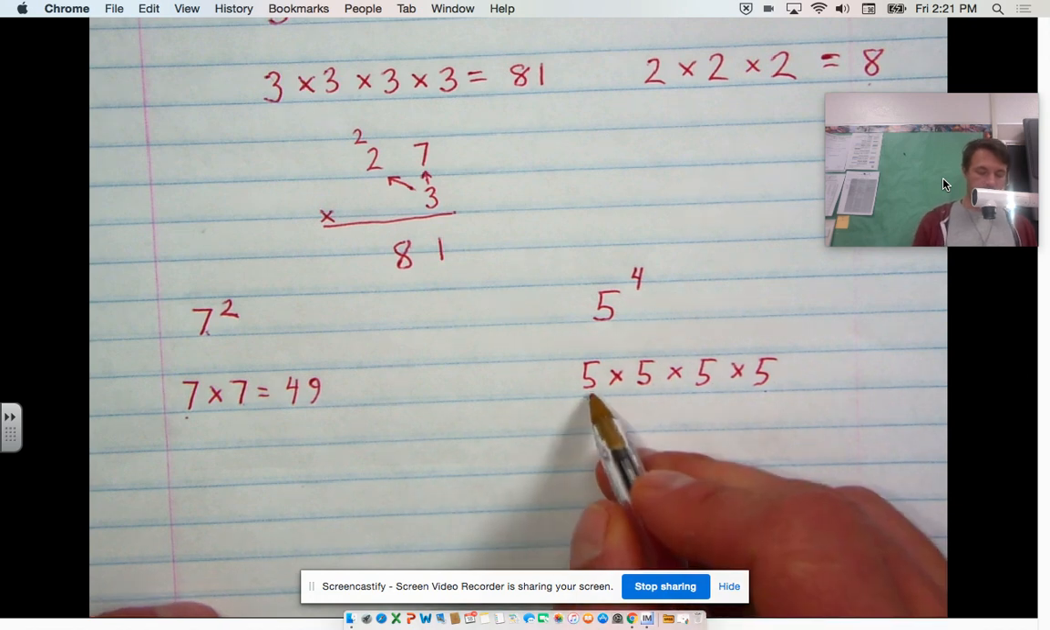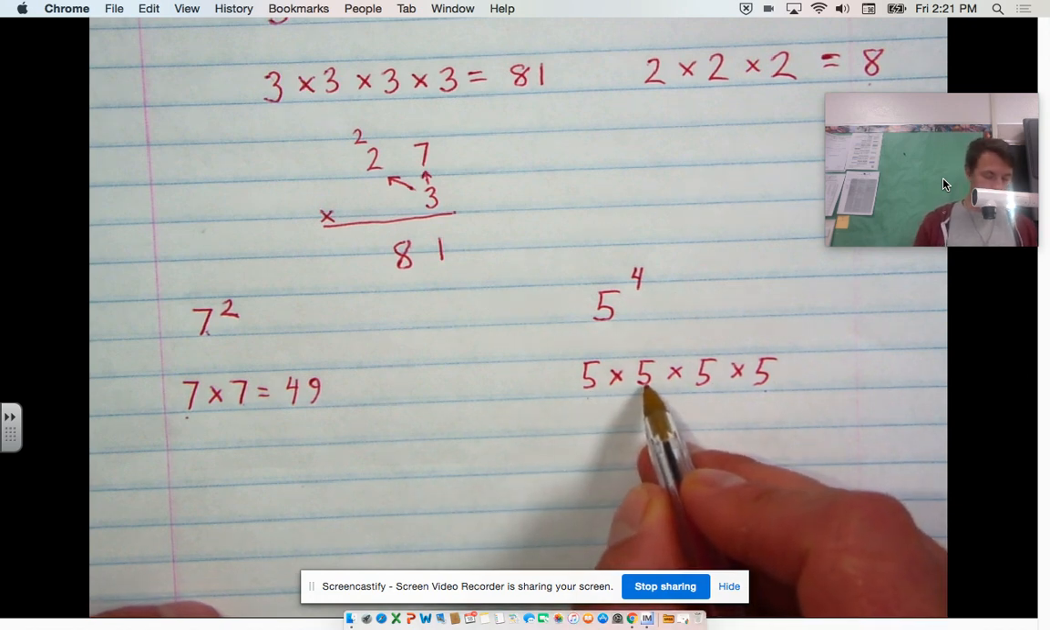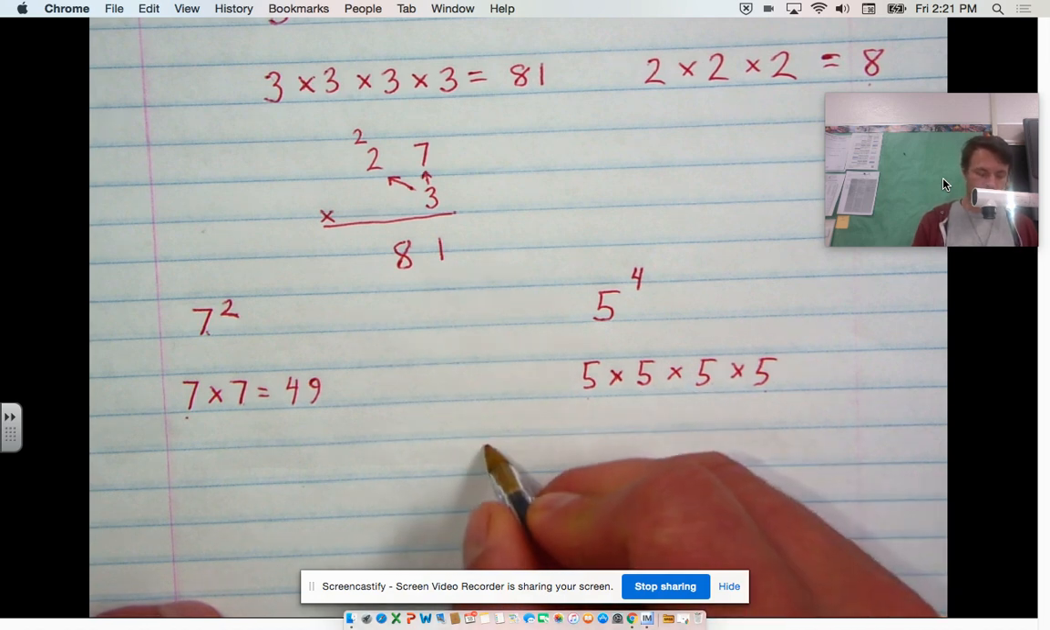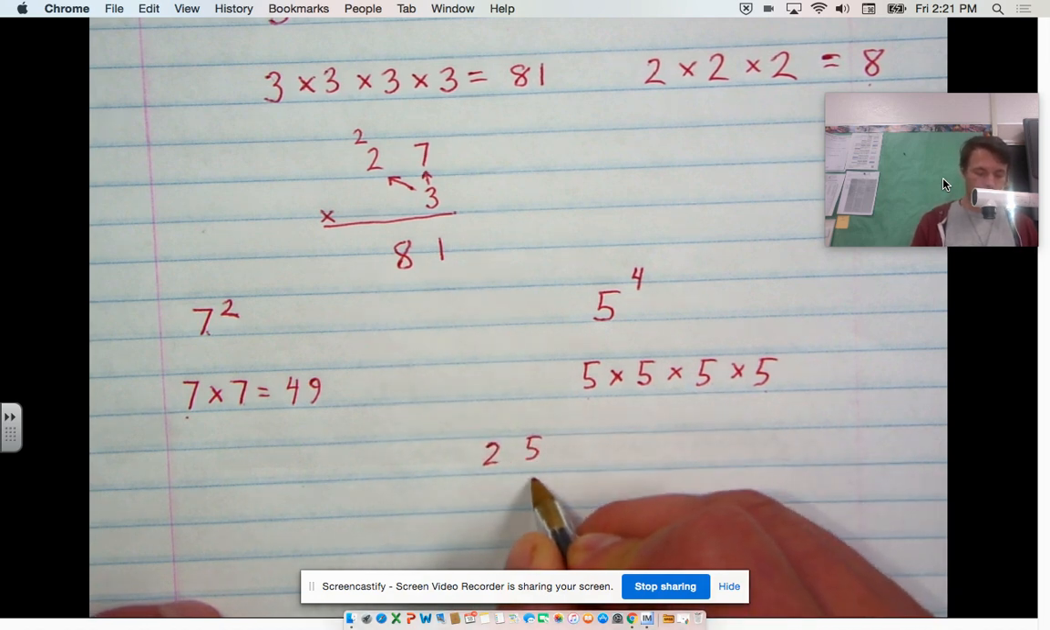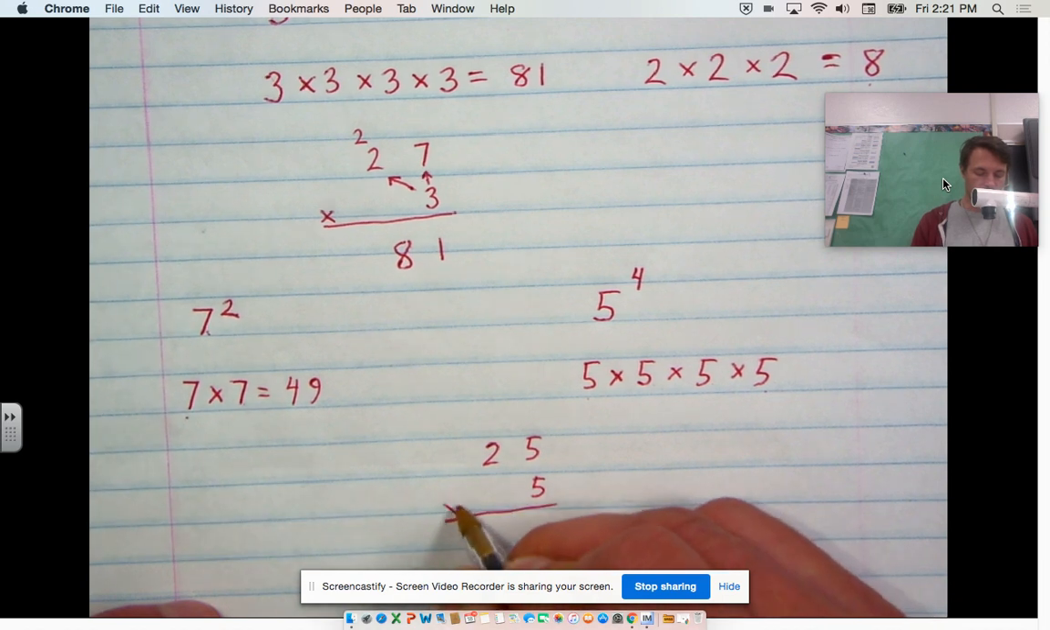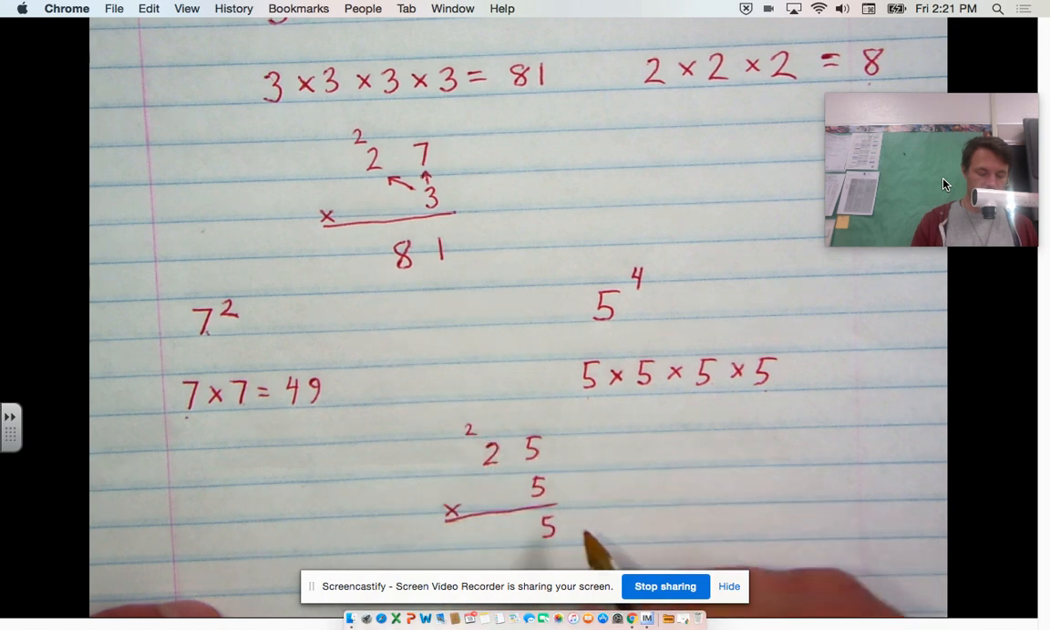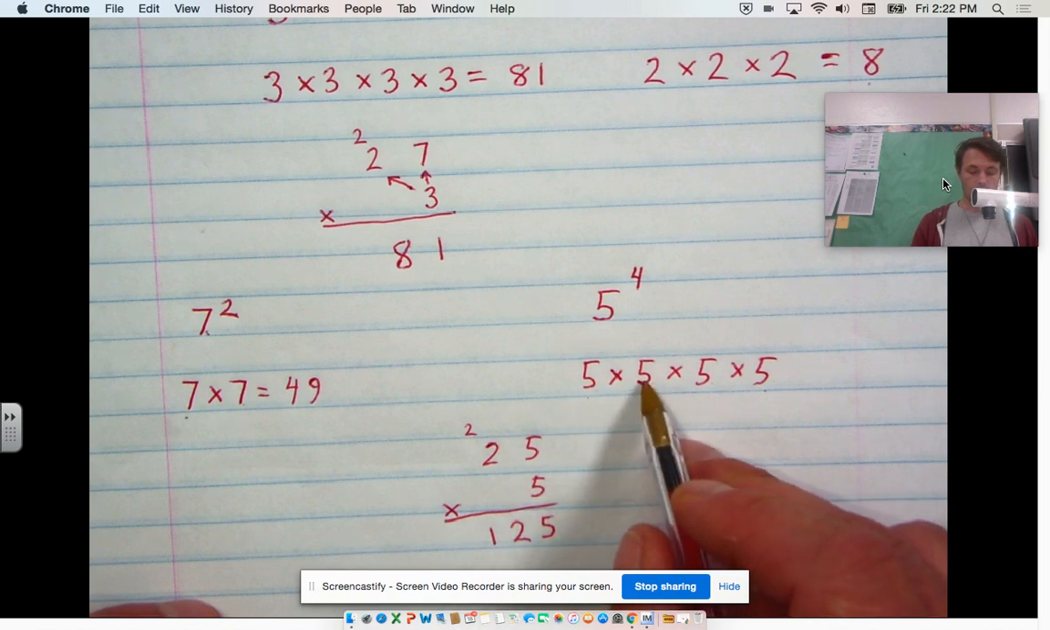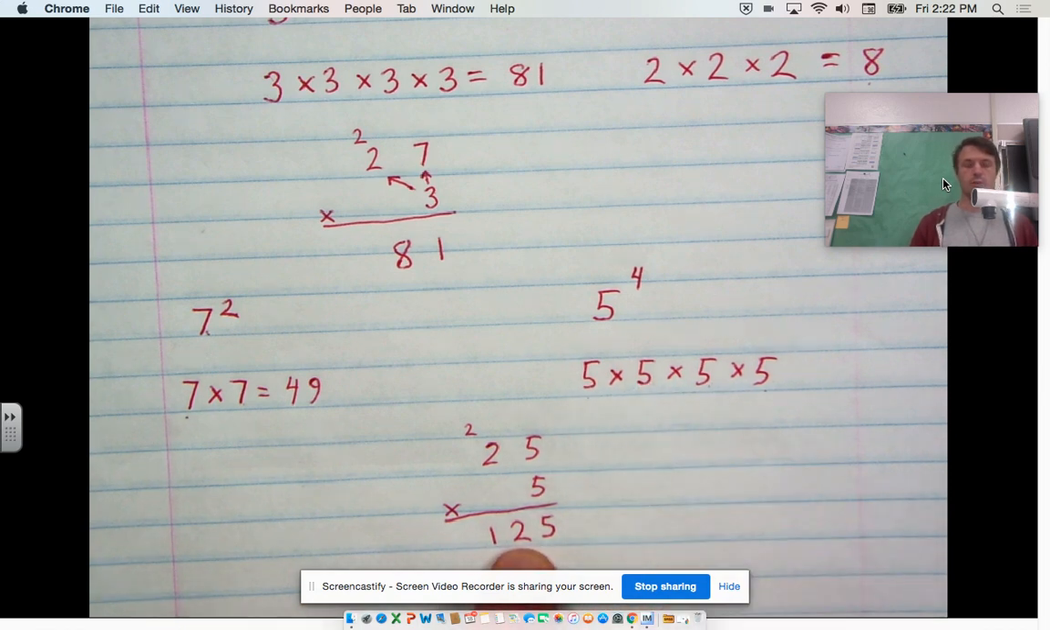Okay, now 5 times 5 is 25. Now we have to find out what 25 times 5 is, and you can use your scratch paper for that. 25 times 5. 5 times 5 is 25. We carry the 2. 5 times 2 is 10, plus 2 is 12. So 5 times 5 is 25, times 5 is 125.